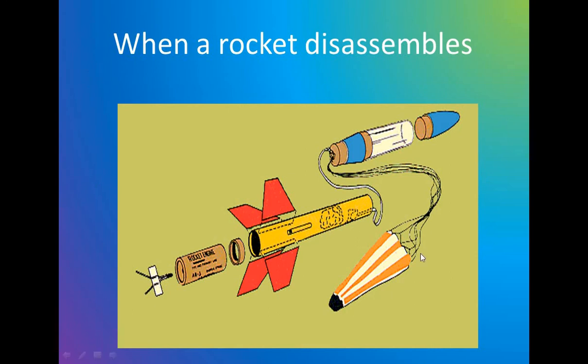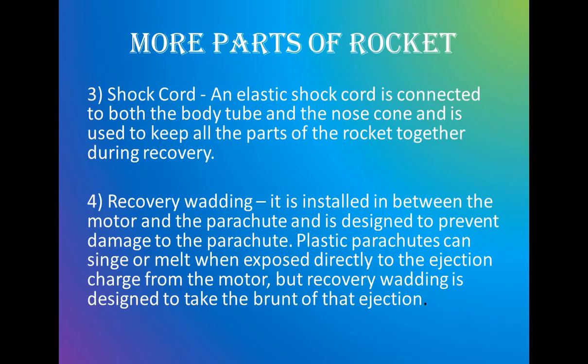Now when a rocket disassembles, as you can see here, this is the body tube, this is also the body tube, and a nose cone part. You can assume it as a nose cone. So this is how a rocket gets disassembled. First of all, its body tube and nose cone get disassembled, then the fins get disassembled, then the parachute opens, then the rocket engine and the propulsion system are disassembled, and the rocket is now aborted, and it's now a total waste.